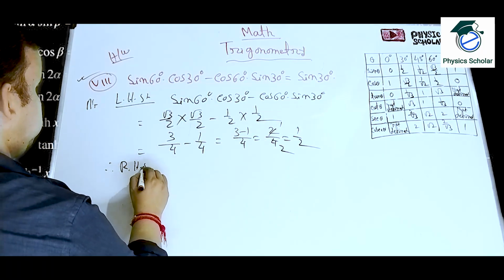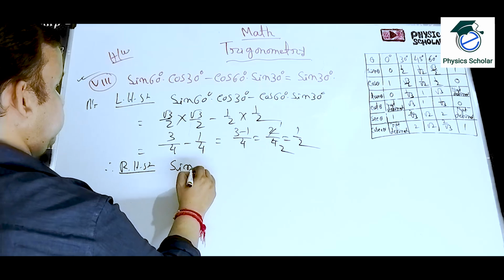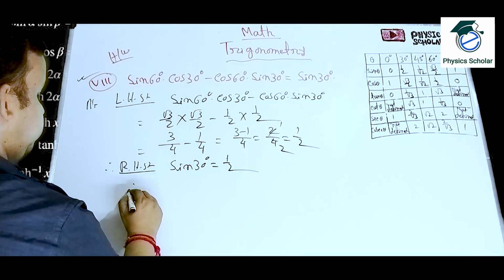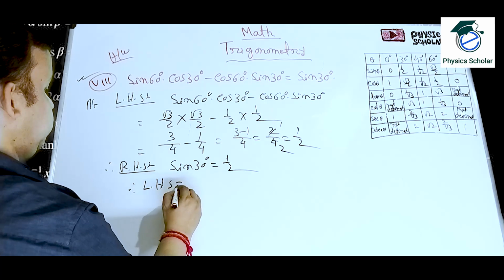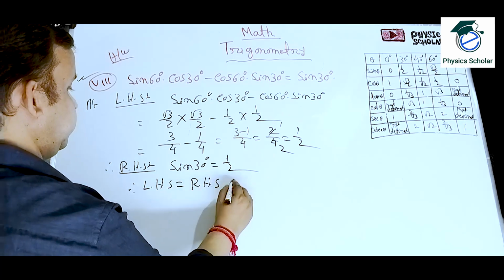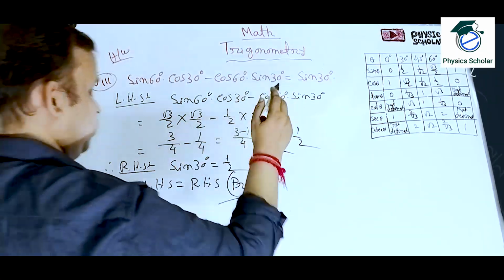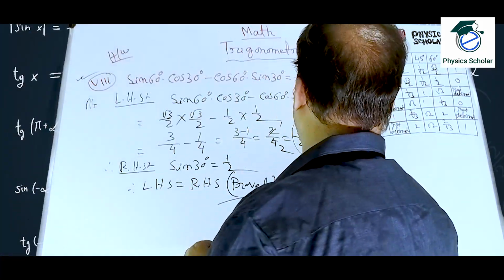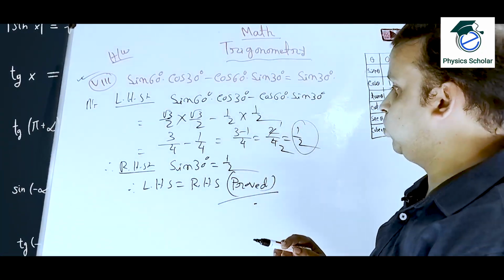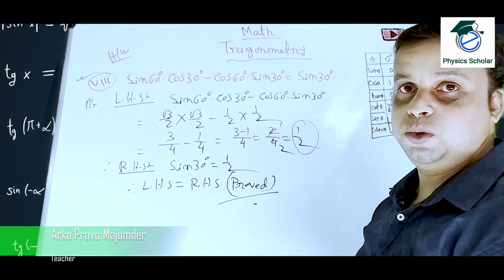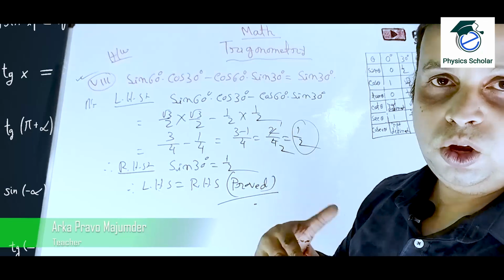So right hand side is equal to sin 30 degree. What is the value of sin 30 degree? Half. So what can we write? Left hand side is equal to right hand side. Proved. Clear? Very easy sum. We are only putting the values and doing the calculation. It is coming half, and the sin 30 degree value is also half. So left hand side is equal to right hand side. Proved. Hope you have understood this.